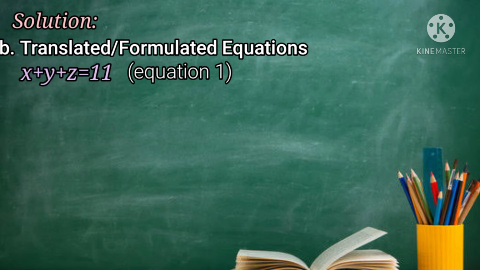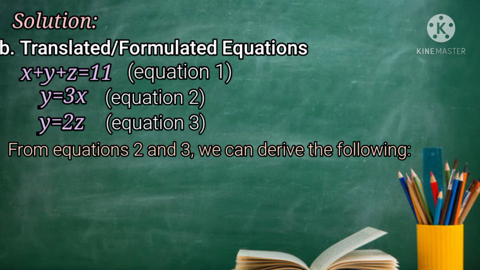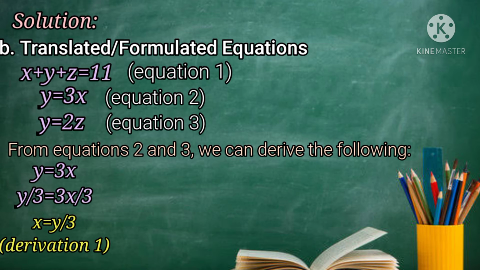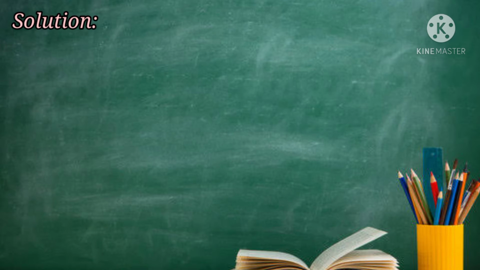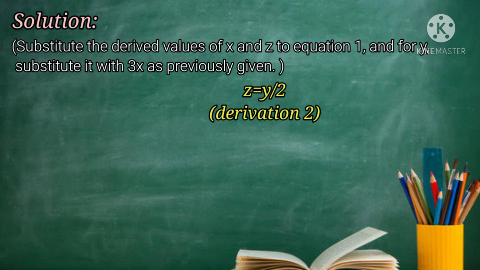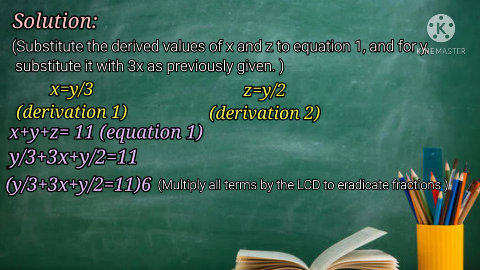First, x plus y plus z equals 11. Second, y equals 3x, and third, y equals 2z. From equations 2 and 3, we derived the following. First derivation, x equals y over 3, and second derivation is z equals y over 2. Next thing to do is to substitute the derived values of x and z to our equation 1. And for variable y, we substitute it with the given value of y, which is 3x. Then we multiply all terms by the LCD to eradicate fractions.